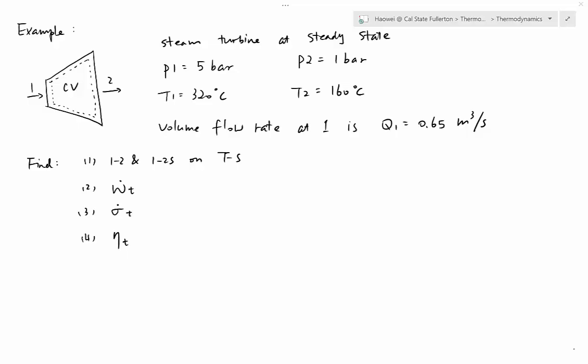Okay, what we want to find is, first of all, sketch 1 to 2 and 1 to 2s on a T versus S diagram. 1 to 2 is reality while 1 to 2s is isentropic, meaning everything's perfect and ideal. Second part is to look for W dot T, the power generated by the turbine. And part 3 is to look for sigma dot T, the entropy production rate by the turbine. And number 4 is to look for eta T, the efficiency of the turbine.